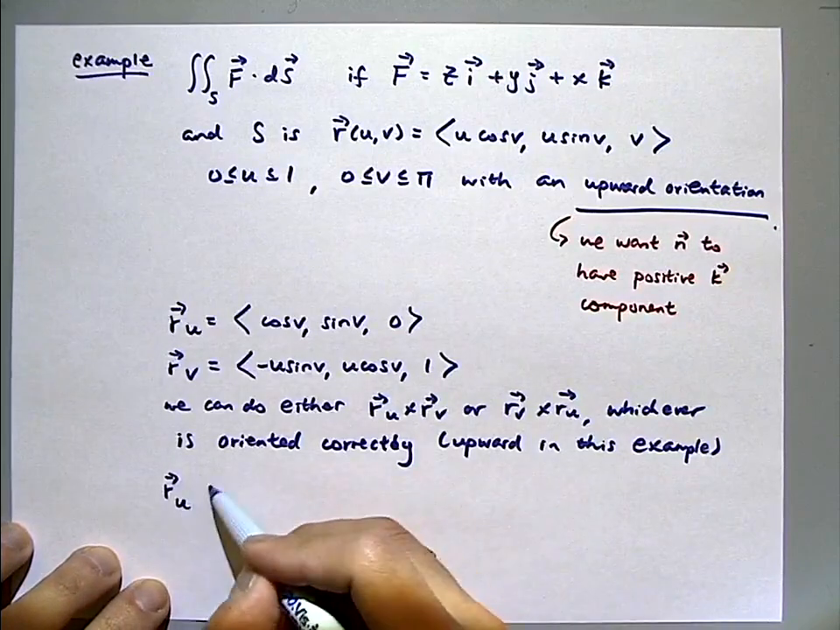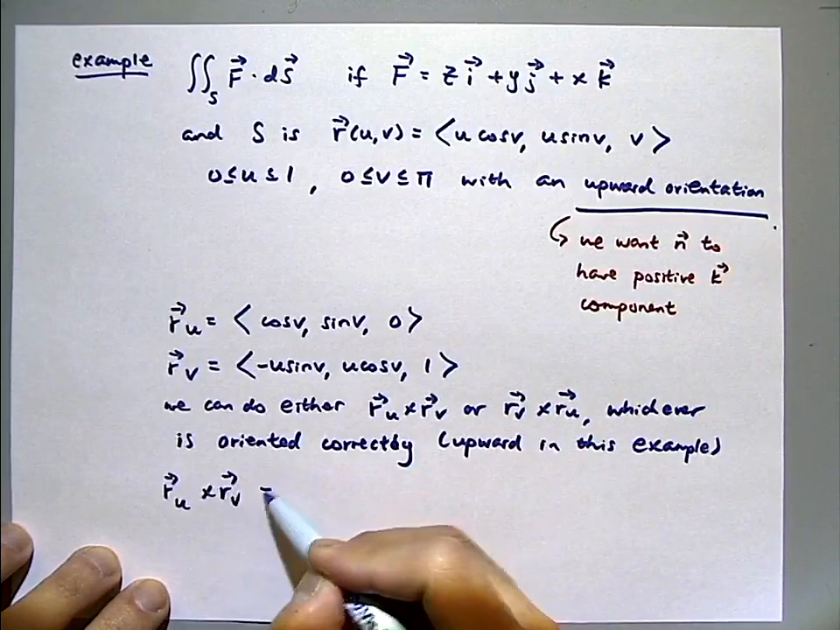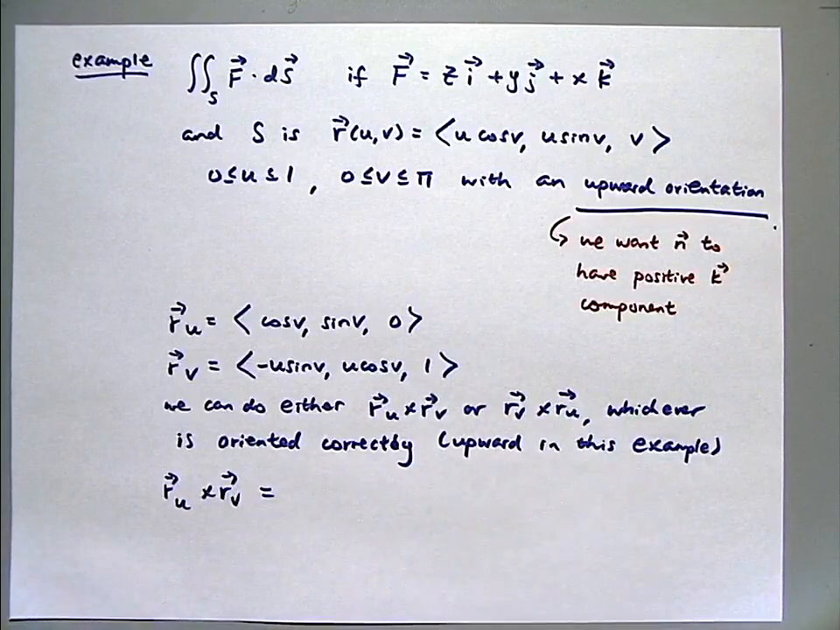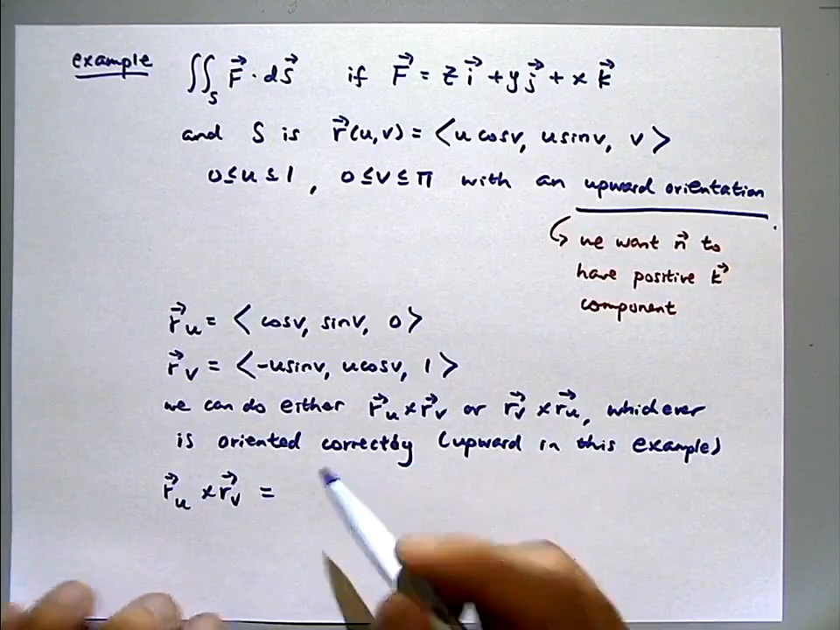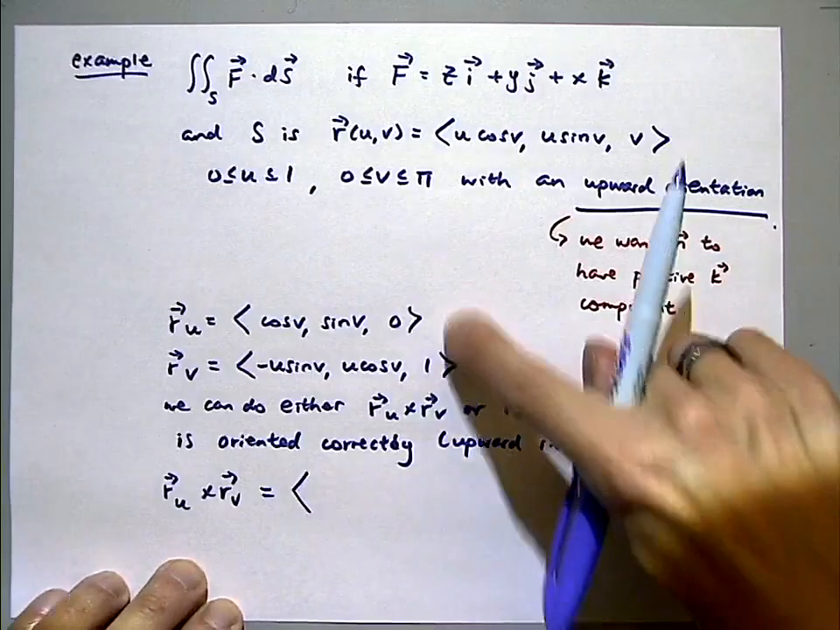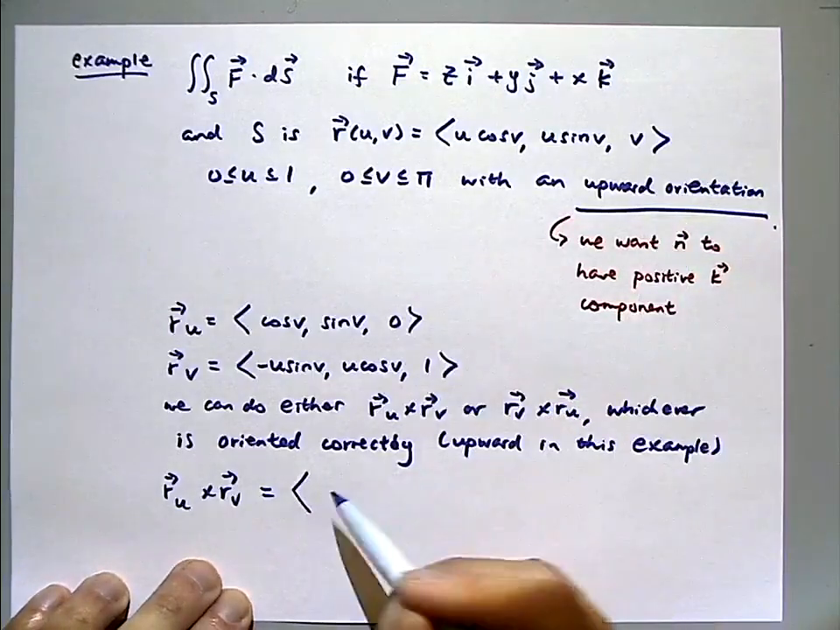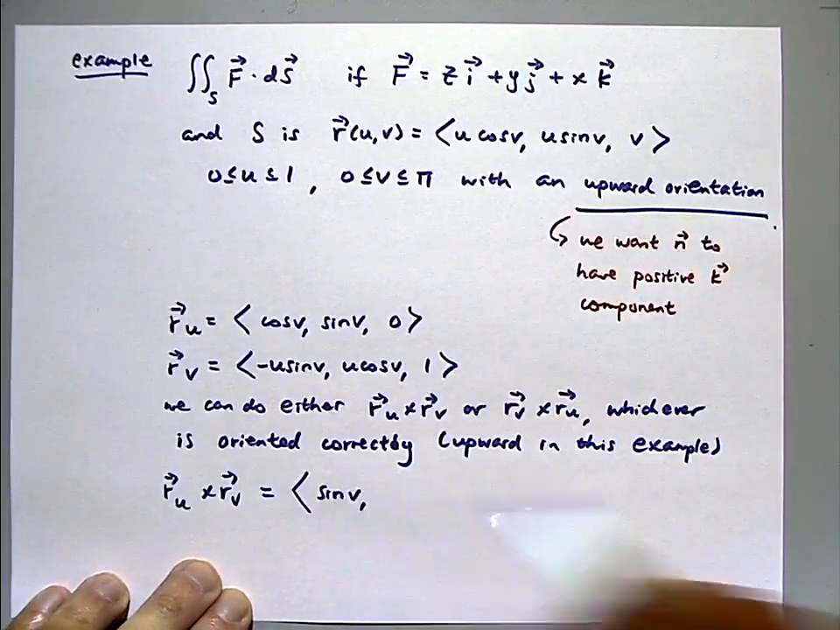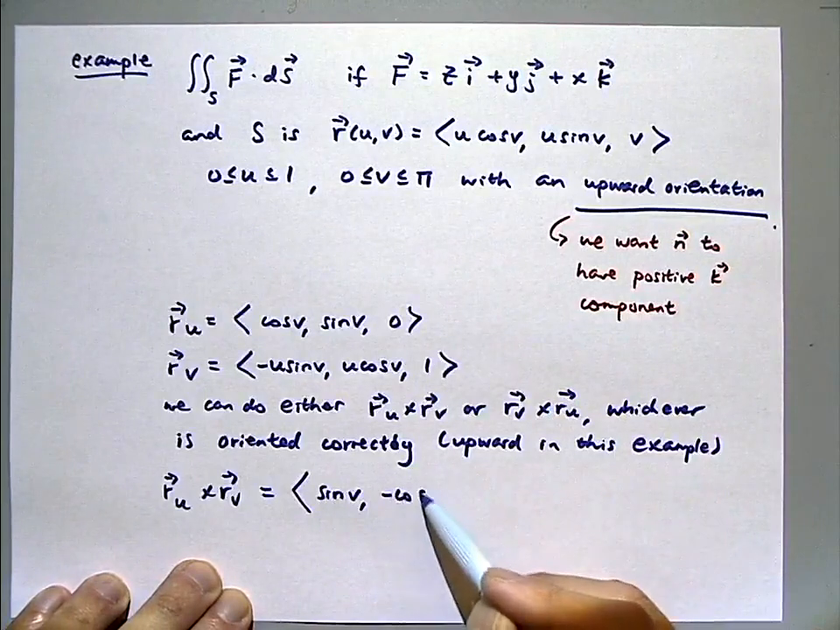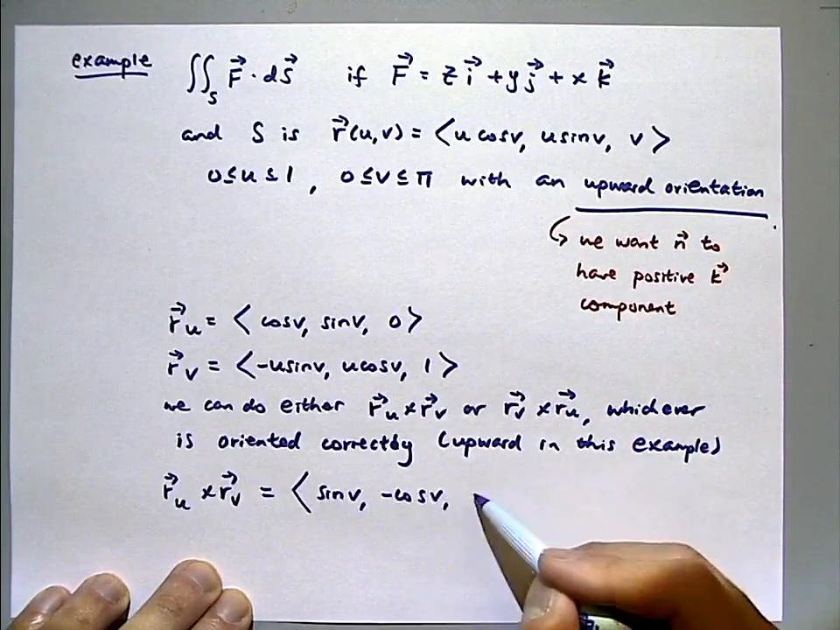All right, so I'm going to do RU cross RV here. And when I do that, this cross with that, I get sine V, minus cosine V, and positive U.